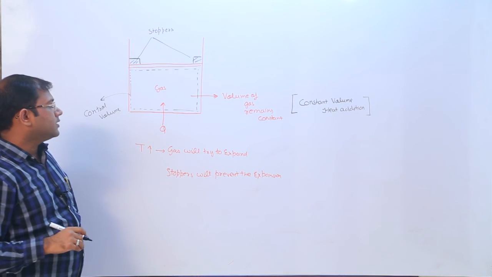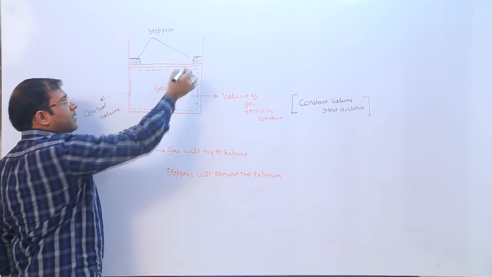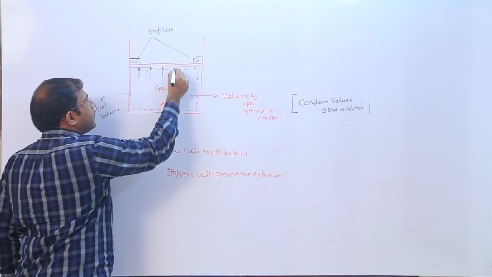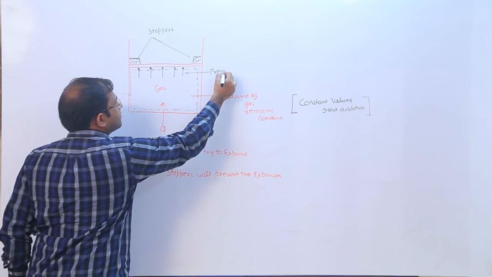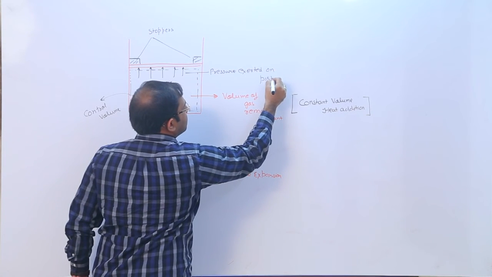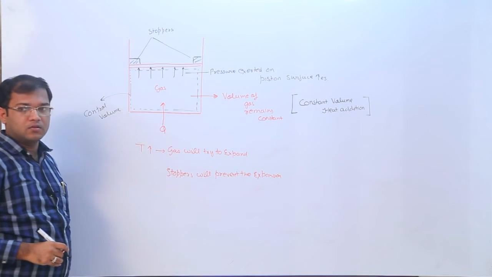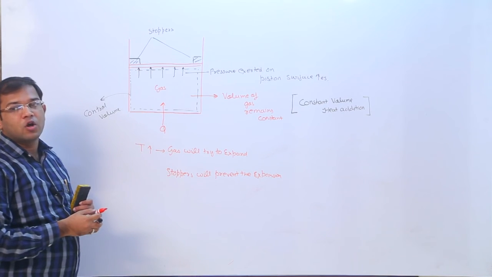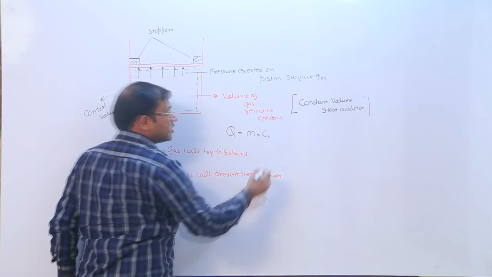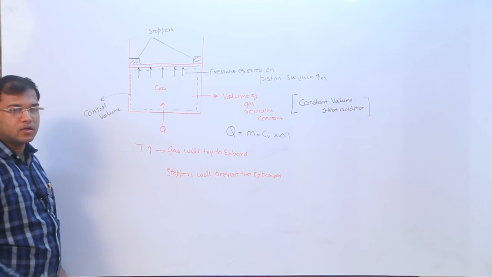Is it okay? Now see students, what is happening in this process? As we are giving heat, the gases will try to expand, but these stoppers prevent their expansion, due to which the pressure exerted on piston surface increases. Is it okay? And since the process is a constant volume heat addition process, your Q will be written as M into specific heat at constant volume into the temperature difference delta T. Is it okay?